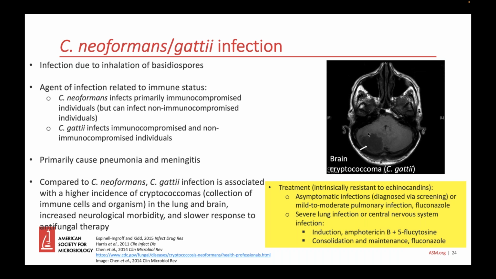So how do we treat it? Again, I want to remind you that these 2 organisms are intrinsically resistant to echinocandins. Asymptomatic infections or mild to moderate pulmonary infections are treated with fluconazole, so an azole. Severe lung infection or central nervous system infection requires treatment with amphotericin B and 5-flucytosine initially, and then for a long period with fluconazole.